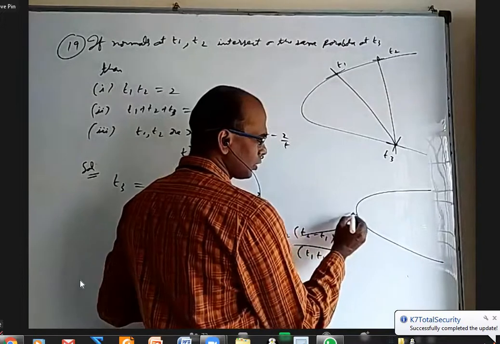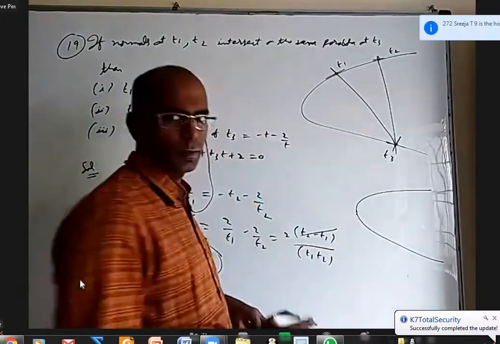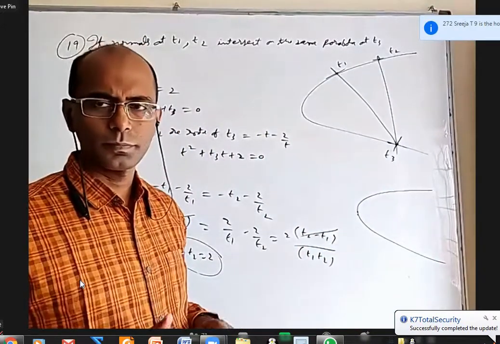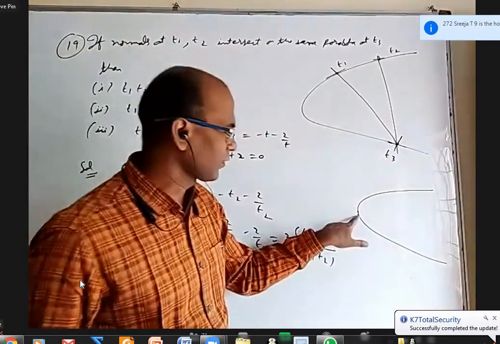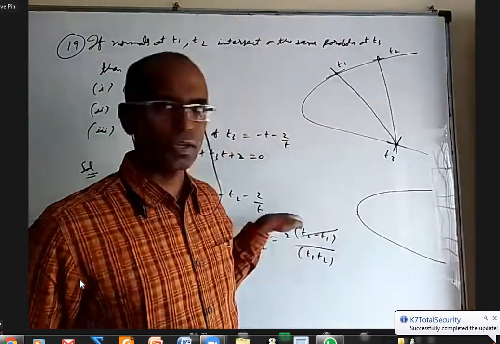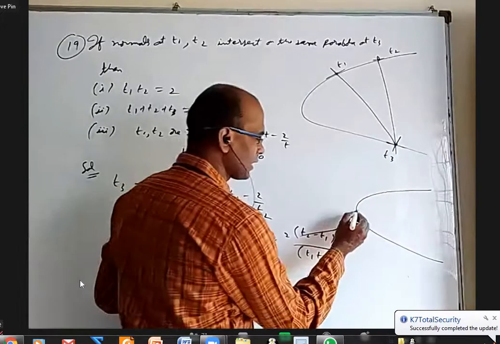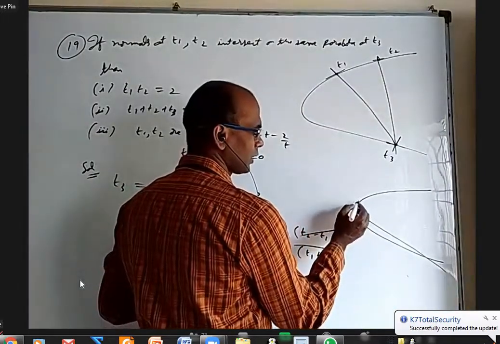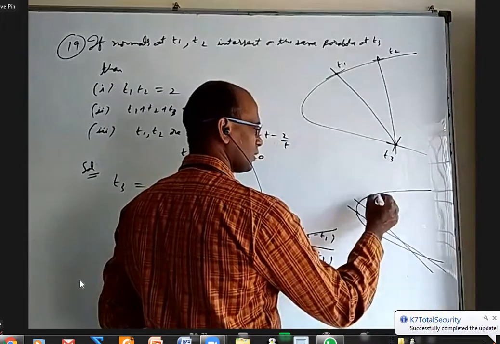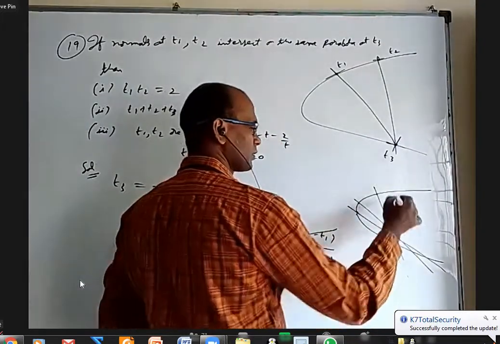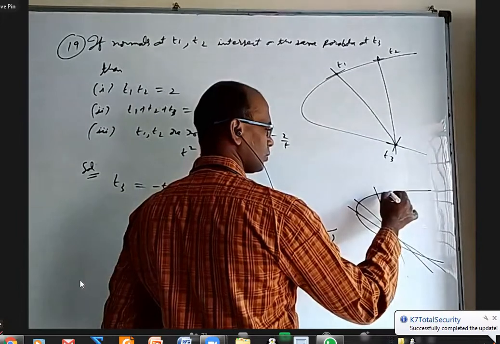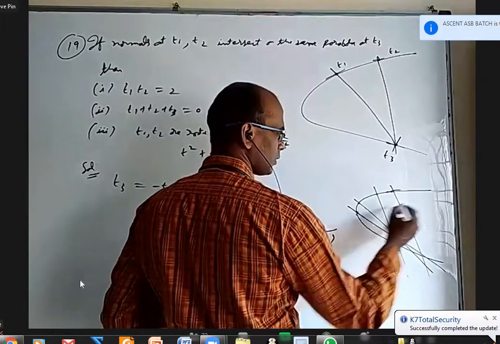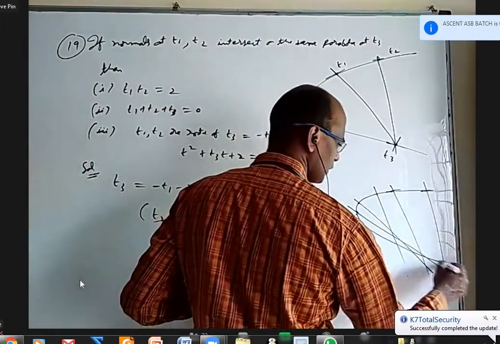When you draw a normal very close to the vertex, it will be practically horizontal, right? At the vertex, the tangent is vertical and the normal is the horizontal axis. If we take a little above that, the normal will be like this. If we take a little above that, the normal will be like this. And if we take further, the normal will be like this.